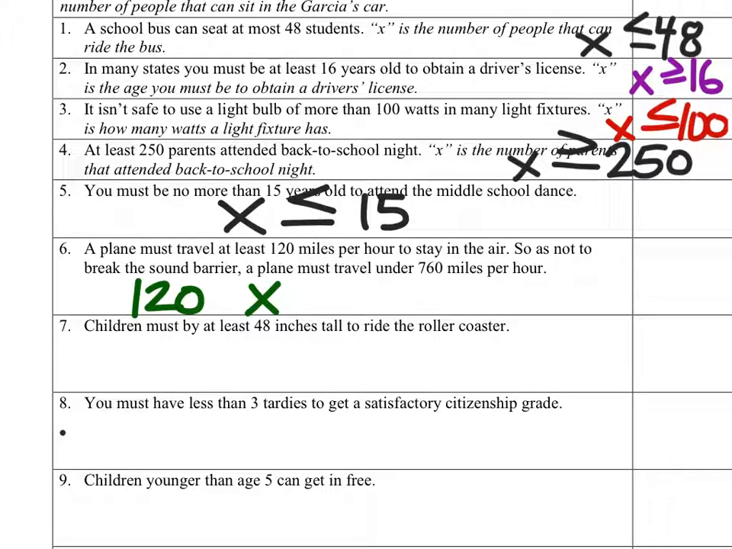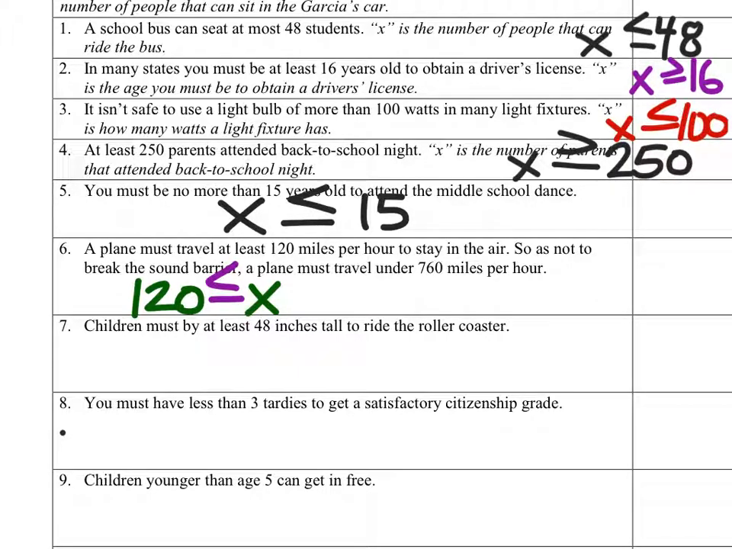So the speed of the plane is X. It says at least 120 miles per hour, right? So it could go a little more. Yeah, it should be more, right? But could it be equal to as well? Yes, so we can make it equal to.